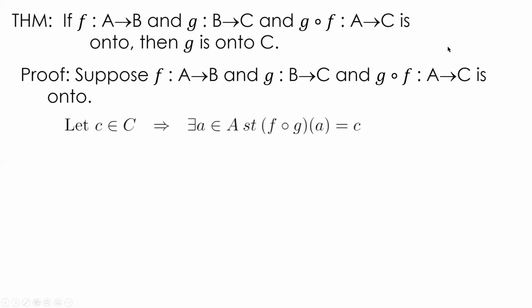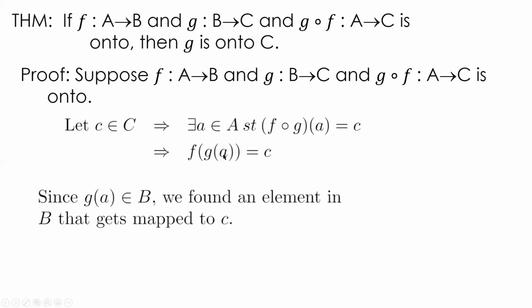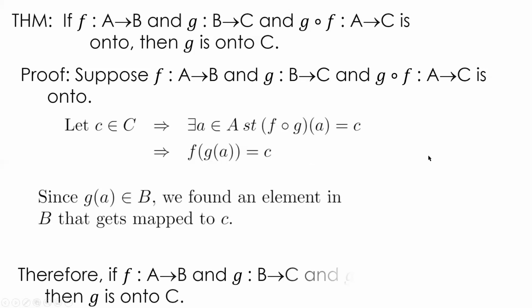Well, since the composition is onto, I know there's some a in big A that gets mapped all the way over to c. But for the composition to get mapped to c, there has to be some stepping stone in the middle. Rewriting this expression, I have f of g of a equals c. g of a has to be in B, so there's my stepping stone. g of a is in B, so we found an element that gets mapped to c, therefore g is onto.